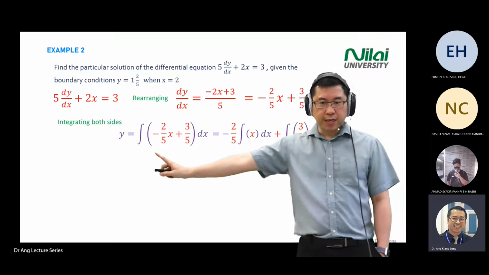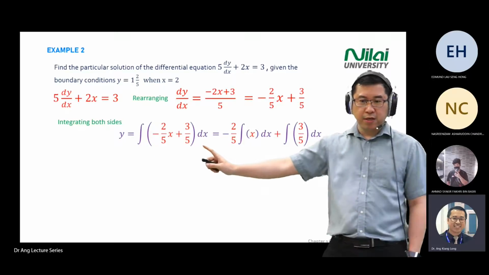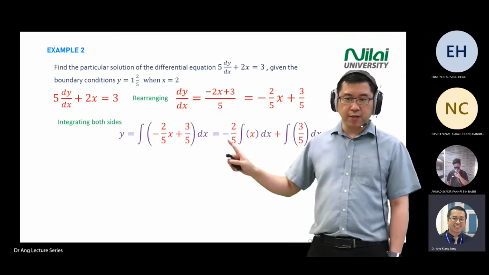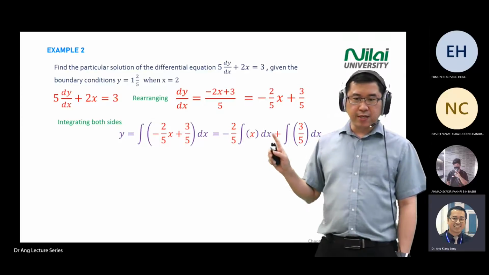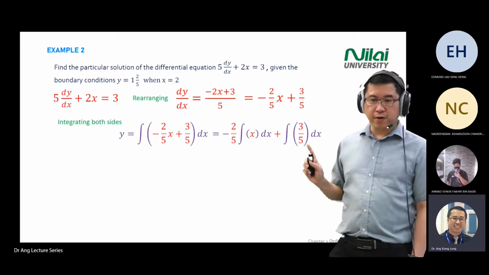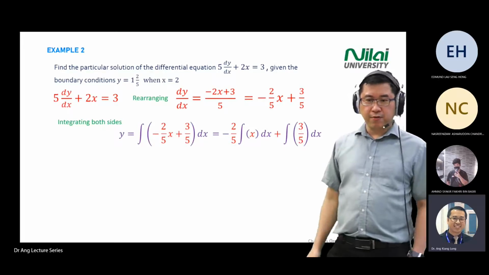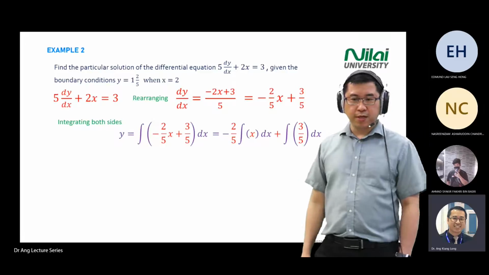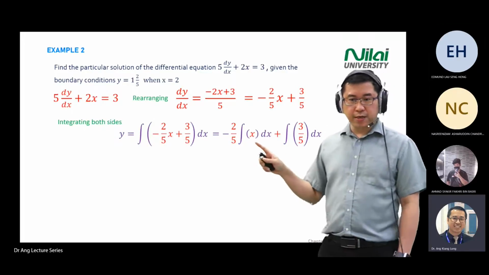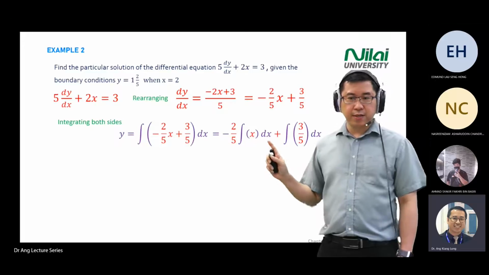This one you practiced quite a long time. So you pull your 2 over 5 in front of the integration because it's a constant value, x dx plus integration of 2 over 5 dx. Of course, this is a constant value, right? So you know constant value. Edmund, what do you get from this integration? You integrate x dx, what do you get?